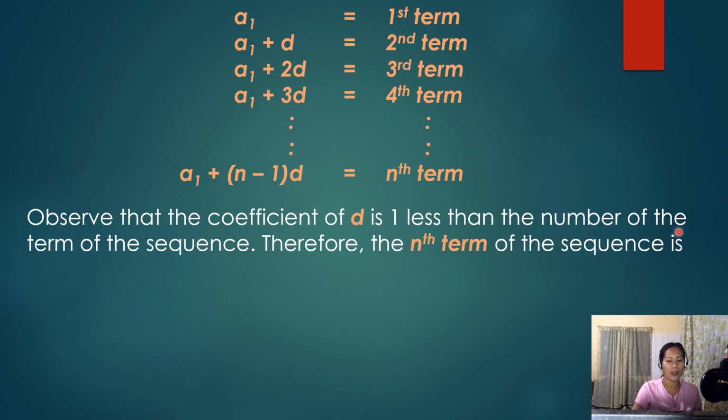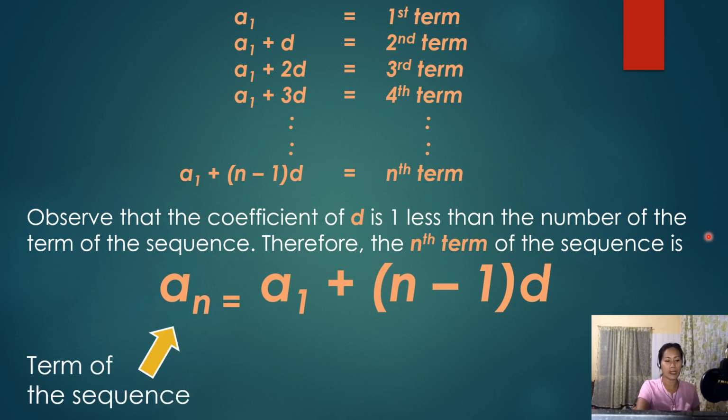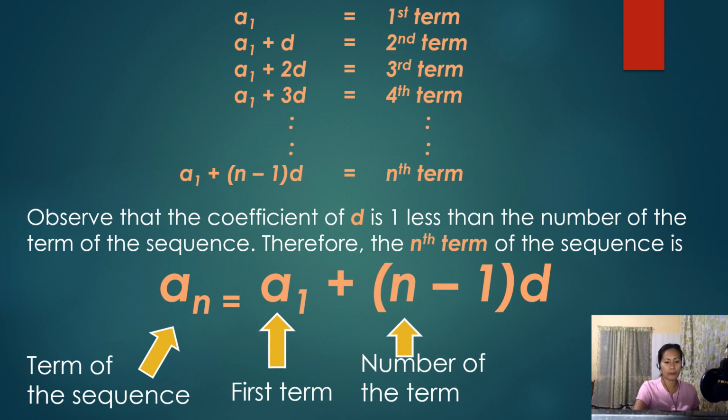Therefore, the nth term of the sequence is a sub n equals a sub 1 plus the quantity n minus 1 times d, wherein a sub n is the nth term of the sequence, a sub 1 is the first term, n is the number of the term, and d is our common difference.